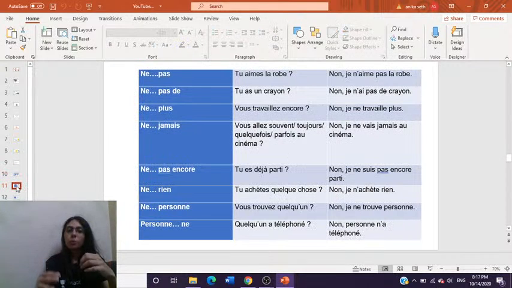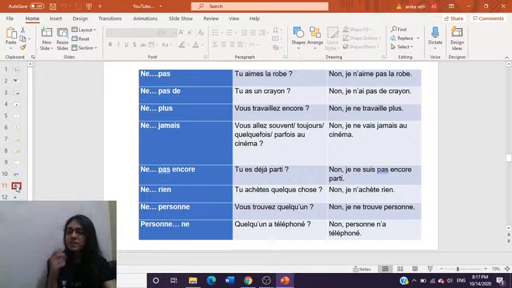Now there are other negative words also which are used in the negative sentence. So like we have done the negation of ne plus pas, but there are other cases also where we use words other than pas to change the sentence to the negative form. So for example, the first example is the simple ne pas. Tu aimes la robe? Do you like the dress? No, je n'aime pas la robe. No, I don't like the dress.